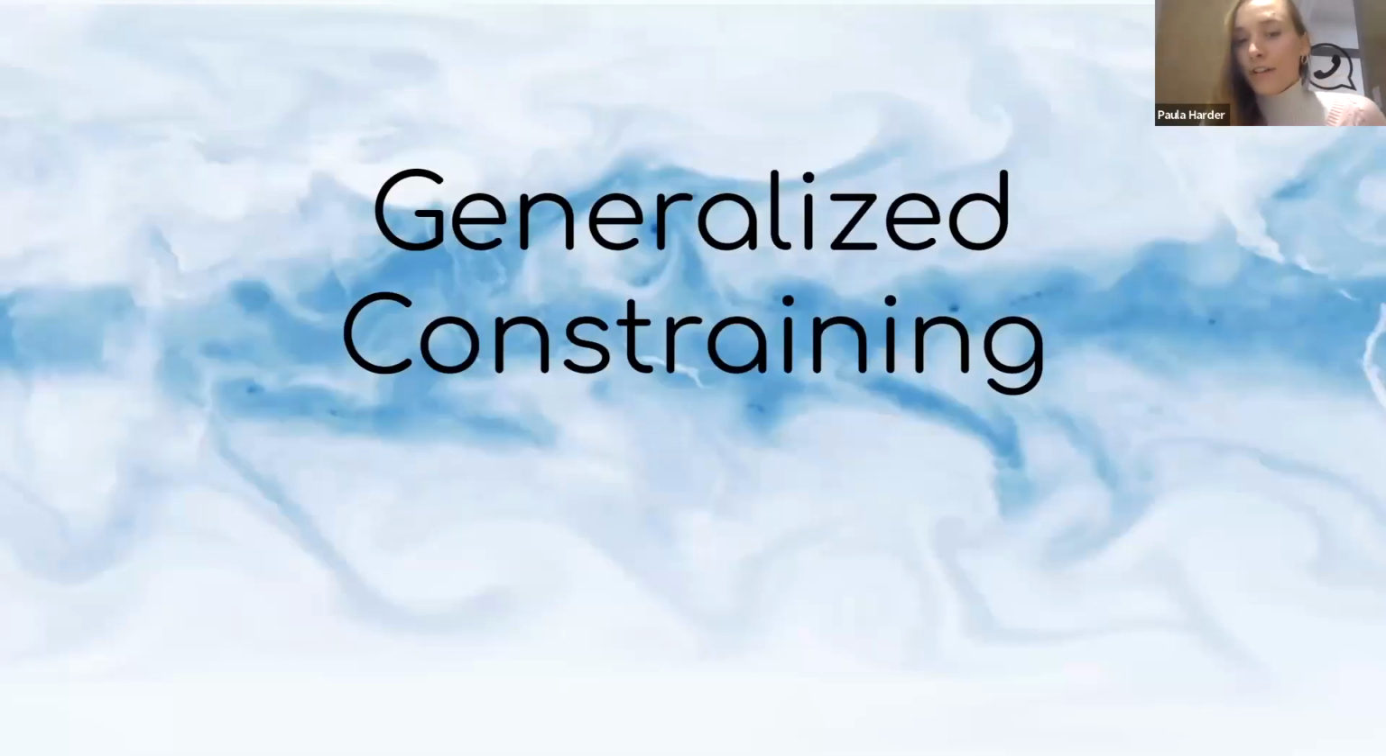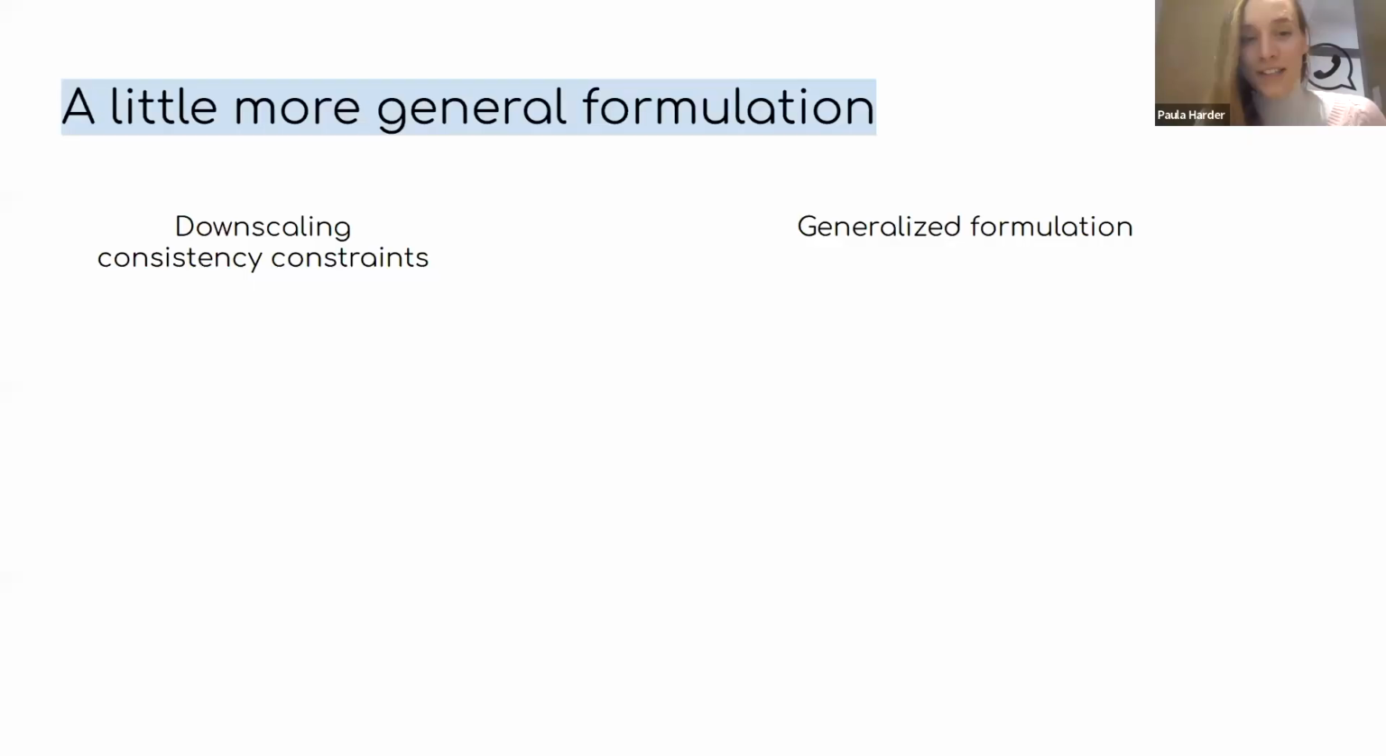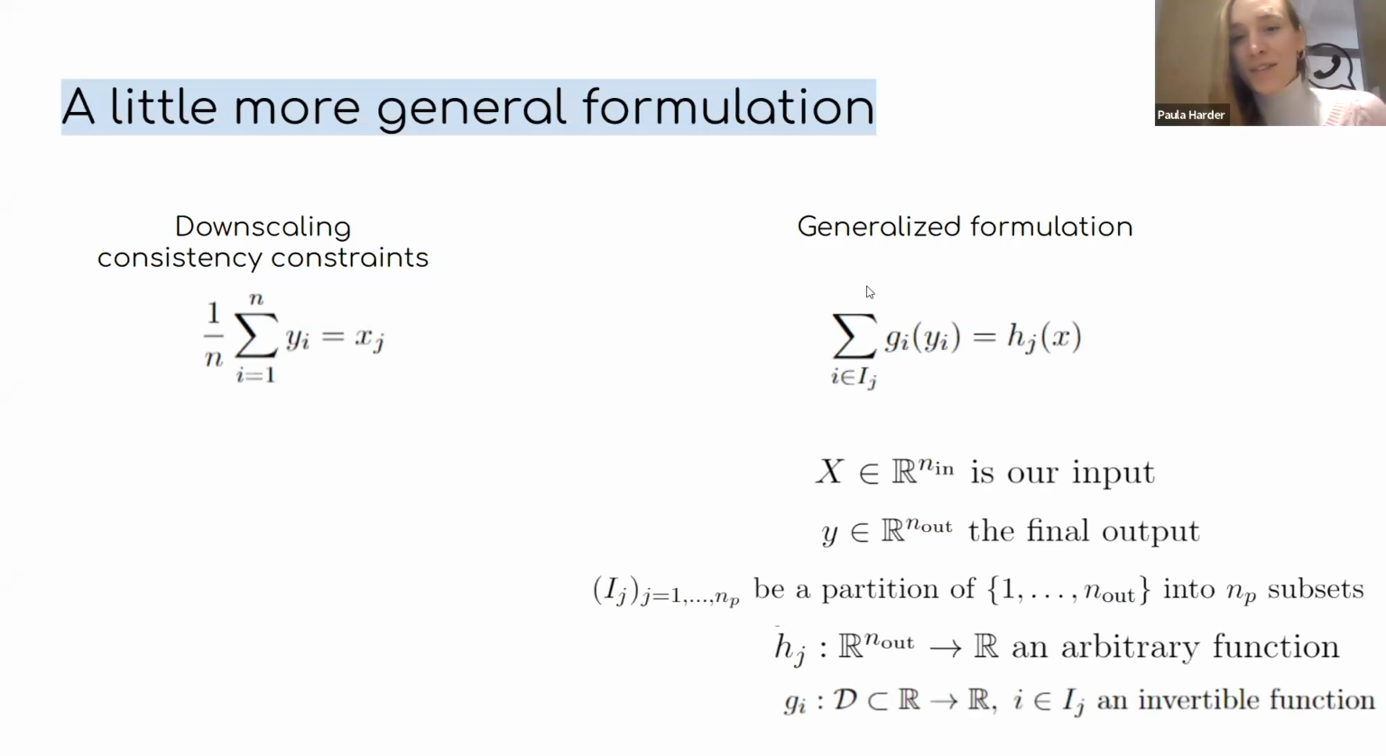A little more general formulation, but still only specific linear constraints. So we can have some function gi here to change the yi's a bit, and we could also apply some function on the other side.